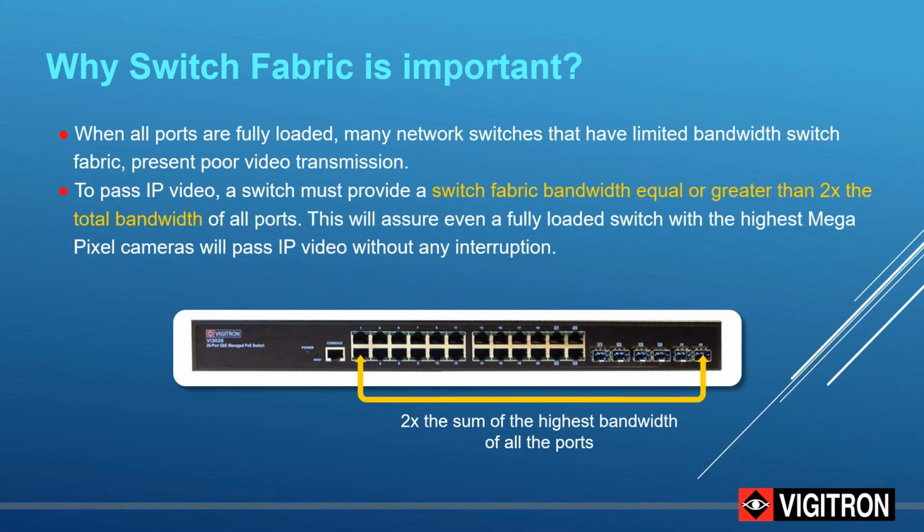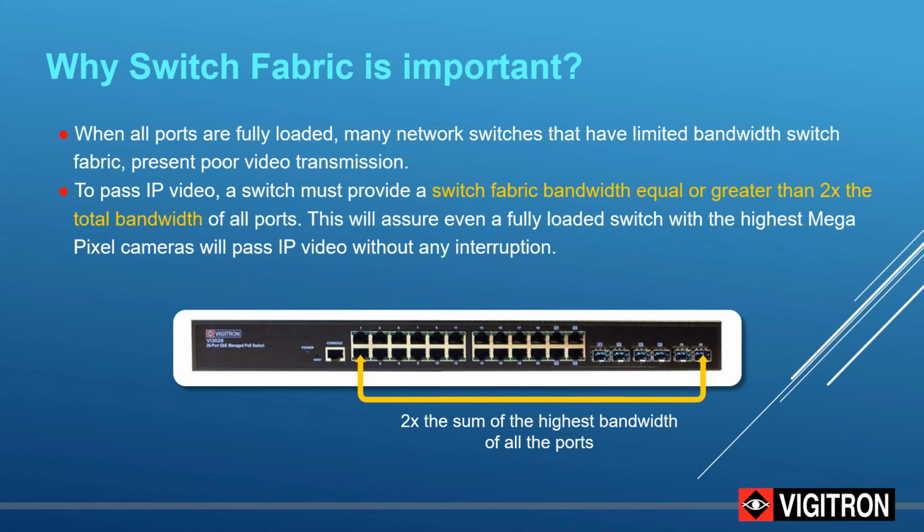Quite often, we'll get a call that says, I was able to see my camera about half an hour ago, but now it's disappeared. Suddenly, it reappeared again. And of course, this affects the recording as well as the viewing. This is a function of what we call the switch fabric. A network switch, even in its standalone capacity, is virtually its own network. In order to pass video, it must have 2 times the sum of the highest bandwidth of all the ports.